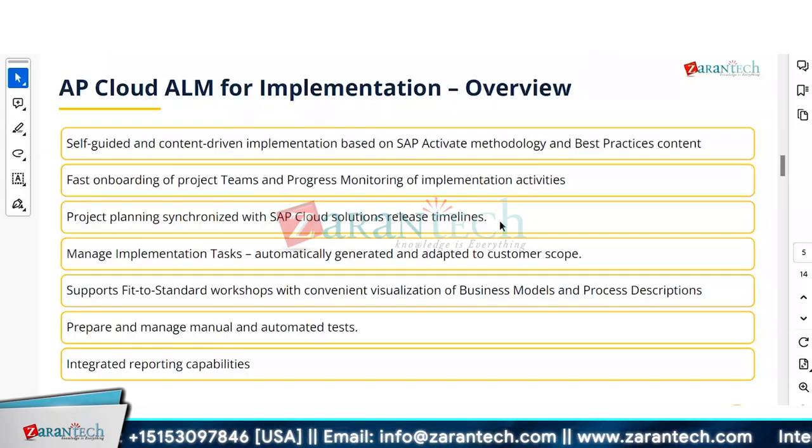But I'm just taking an example. Let's suppose it's 6 months, 3 months, and different projects have different release cycles. Like every 3 months there will be a new version or patch. So that release cycle you can integrate in Cloud ALM because it is going to come automatically, right? Because when the cloud product is part of the roadmap or scoping, you can also synchronize your project planning.